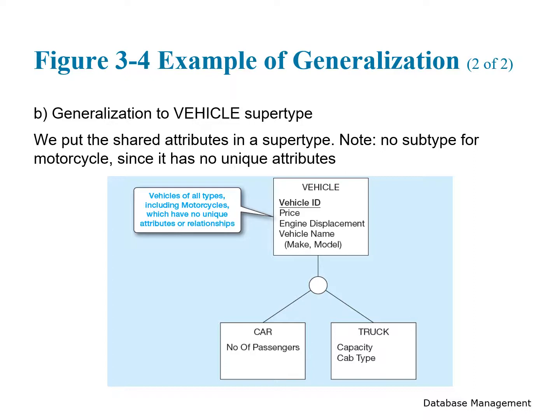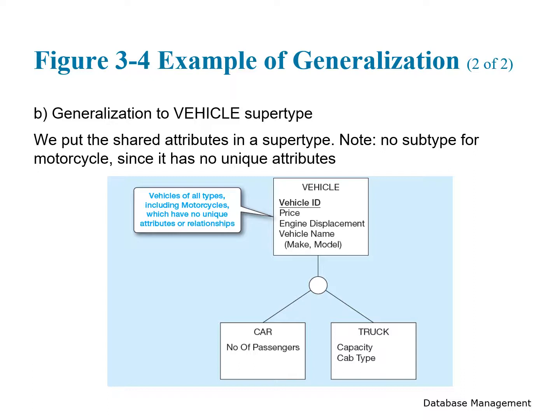Generalization to vehicle type. We put the shared attributes in a supertype, vehicle, with no subtype for motorcycle since it has no unique attribute, and then their own attributes: car has number of passengers, truck has capacity and cab type. So when this happens, we can create a supertype and place the shared attributes in the supertype entity. This process is called generalization. The specialized attributes go into subtype entities.